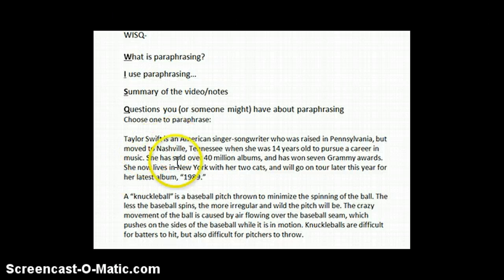So you are going to choose one of these and you can put it on the bottom of your whisk, on the back of it, on a different page, whichever's easier, and you are going to paraphrase that text.